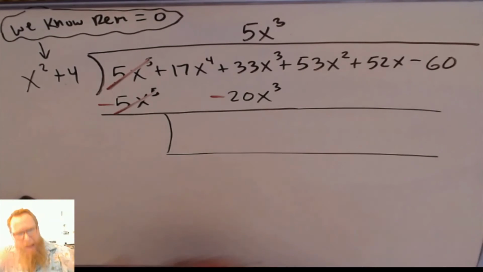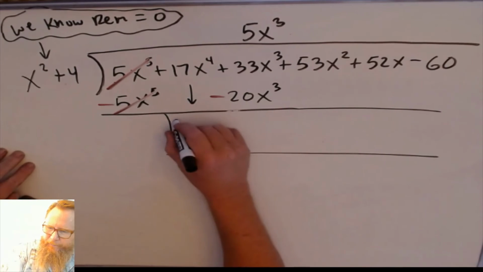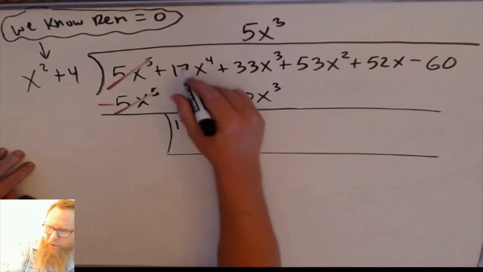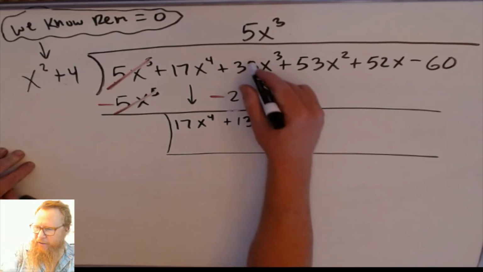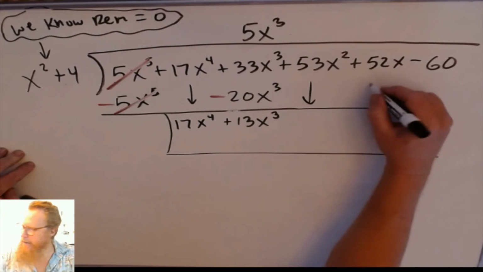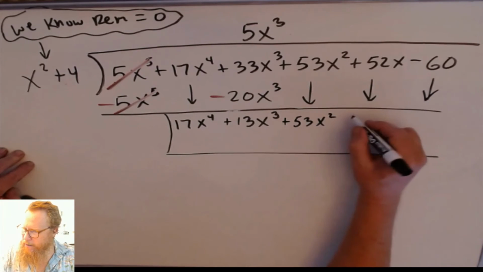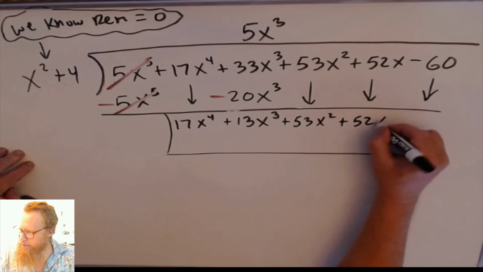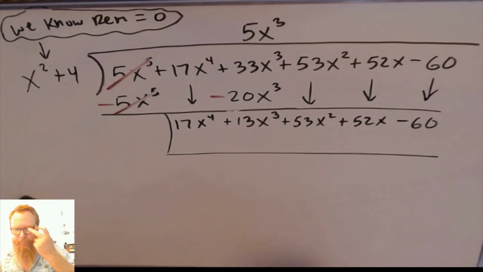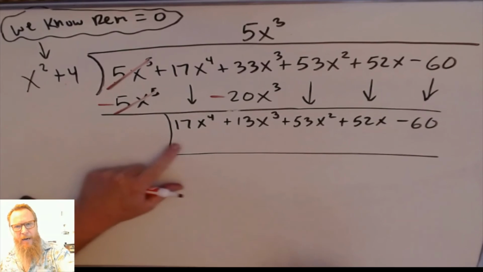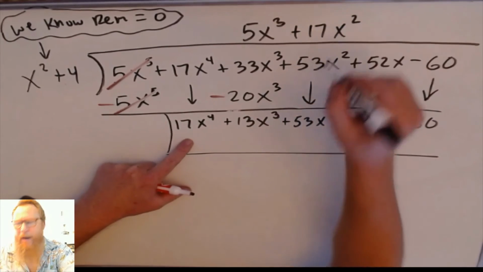Now you're going around the cycle one time. 17x to the 4th comes down. We get 13x to the 3rd. Bring down everybody. I don't want to forget those terms. 53x squared, 52x, and negative 60, and start the cycle over again. So x squared, 17x to the 4th, that'll be 17x squared.